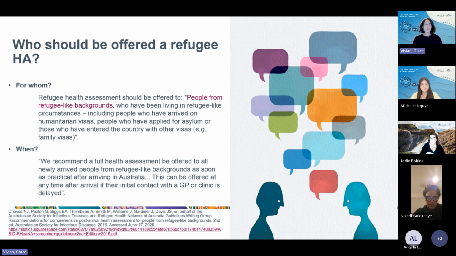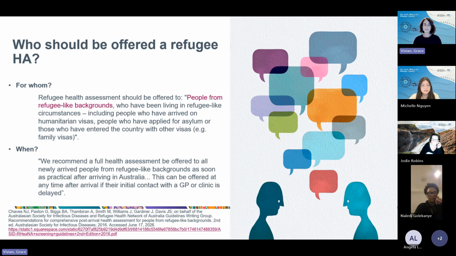Now, I wanted to highlight who should be offered a refugee health assessment. Essentially, all people from refugee-like backgrounds should be offered one of these health assessments. That includes refugees who've had their claims for asylum accepted. That includes asylum seekers who've made that claim for asylum but haven't yet had an outcome granted for them.